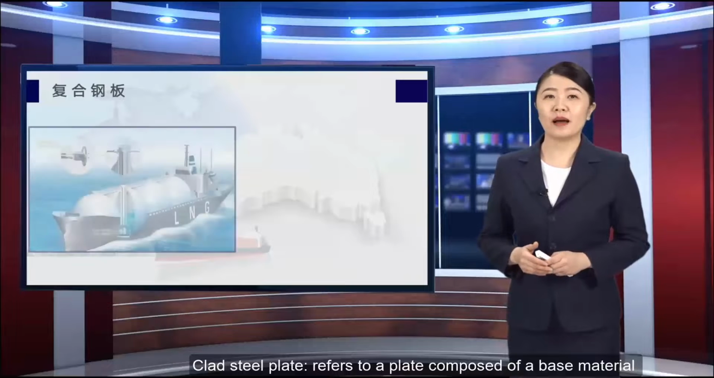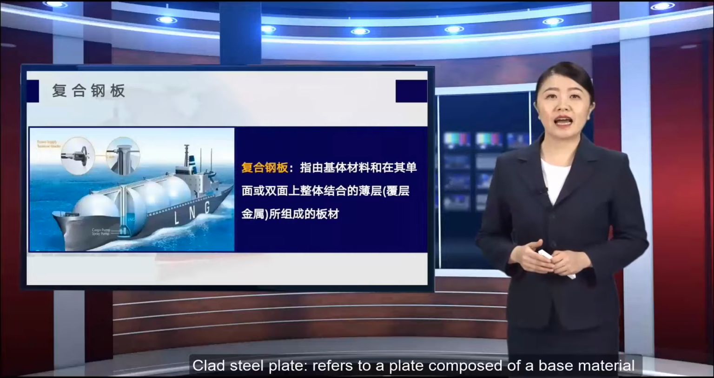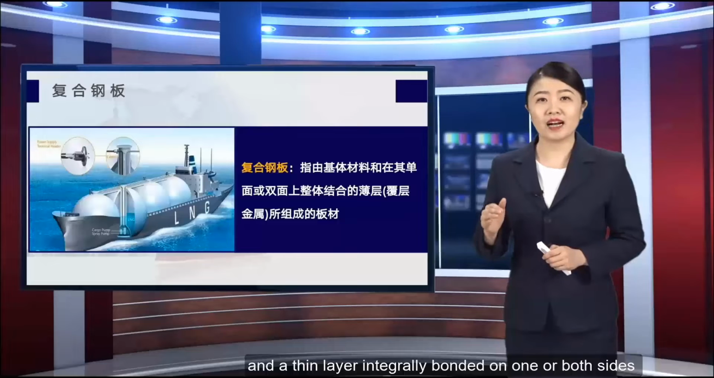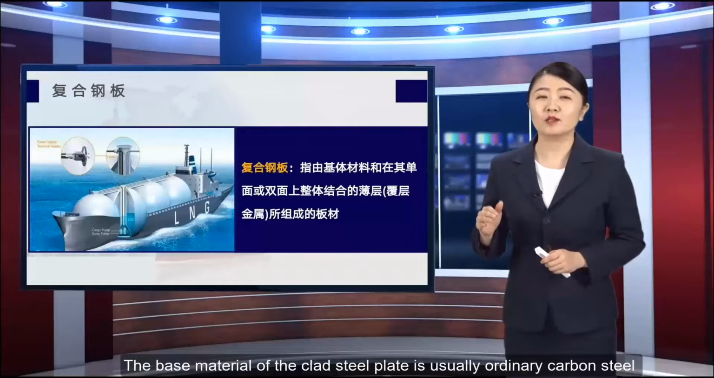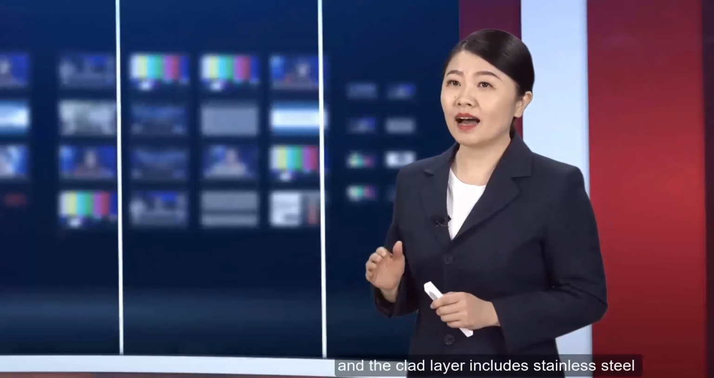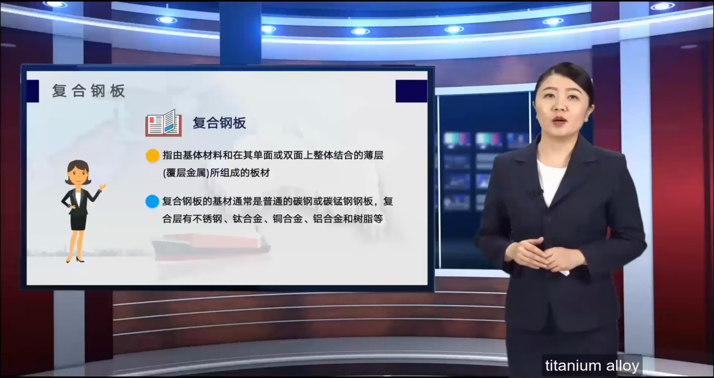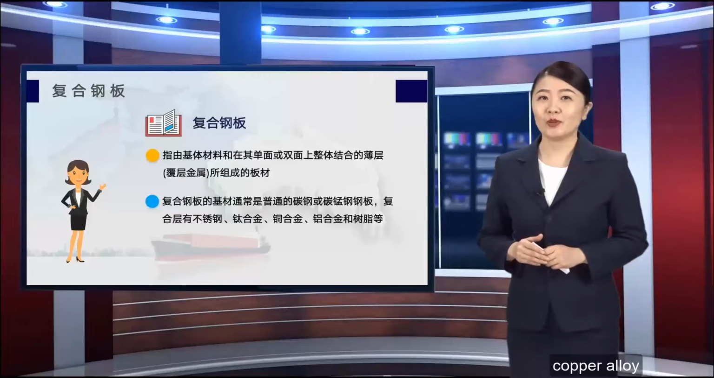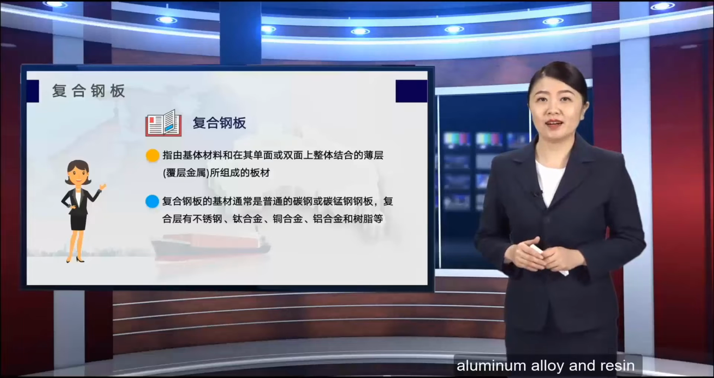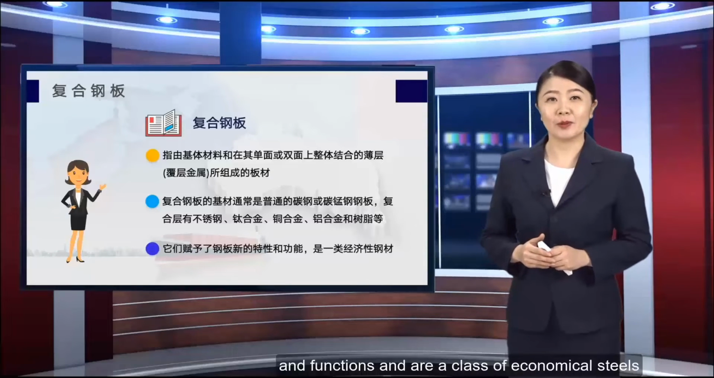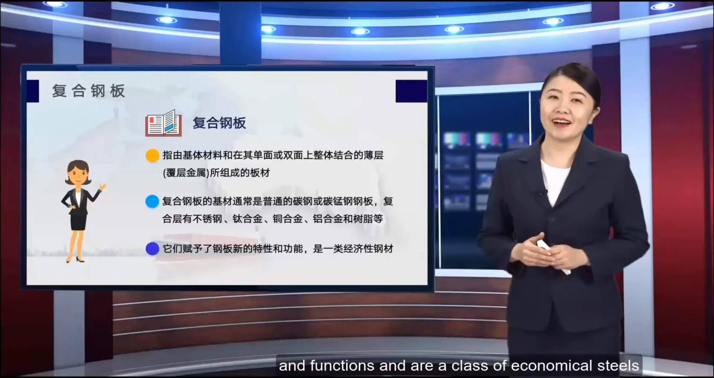Clad steel plate refers to a plate composed of a base material and a thin layer integrally bonded on one or both sides. The base material of the clad steel plate is usually ordinary carbon steel or carbon manganese steel plate, and the clad layer includes stainless steel, titanium alloy, copper alloy, aluminum alloy and resin. They endow steel sheets with new properties and functions and are a class of economical steels.